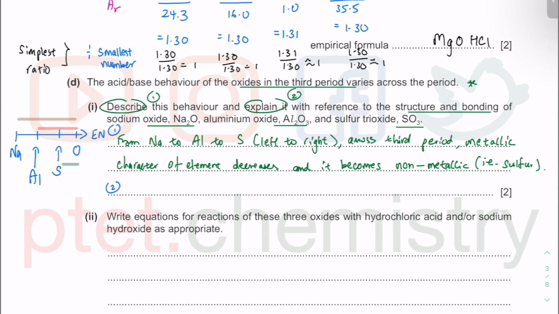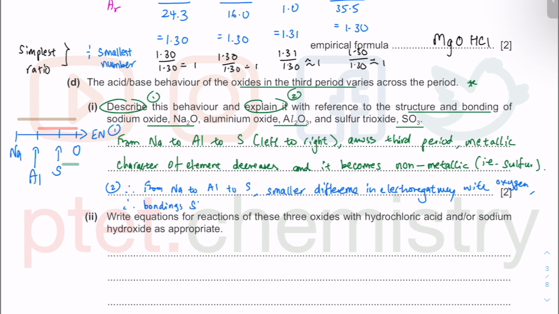My second point is that, therefore, from sodium to aluminium to sulfur, there is a smaller difference in electronegativity with oxygen. So therefore, what can I say? Bonding shifts from ionic in Na2O, Al2O3 to covalent in SO3.